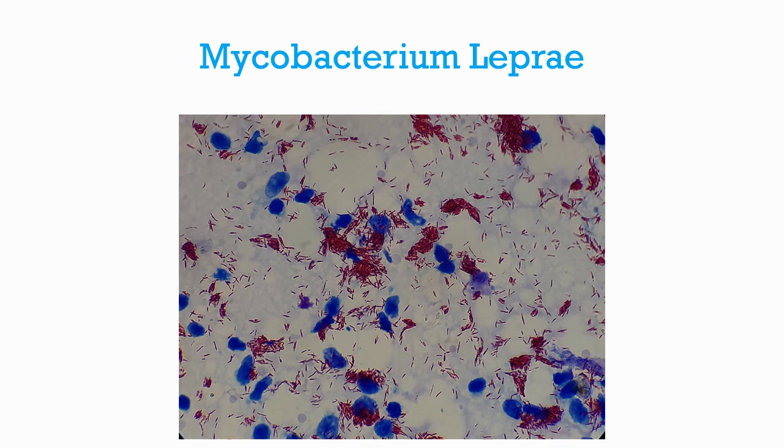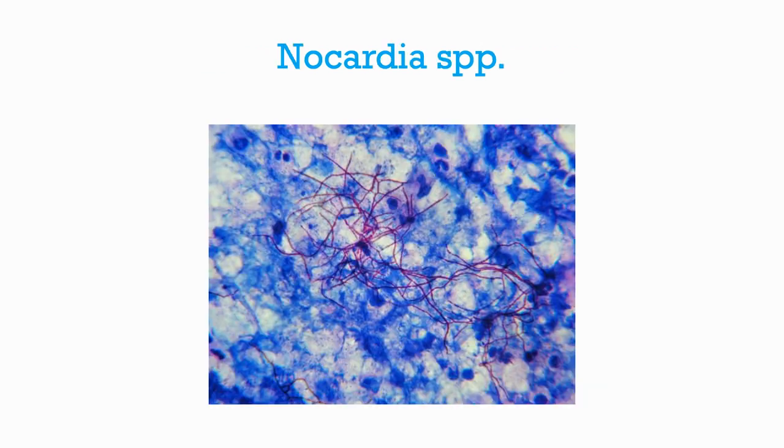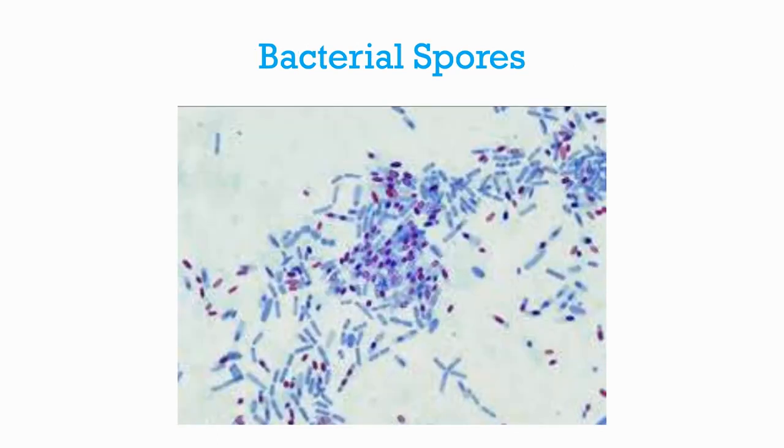This picture shows lepra bacilli that are thinner than tubercular bacilli and have a non-beaded appearance. They may be found singly or in clumps called globi. This is Nocardia species, which shows a beaded appearance, and the bacilli are elongated and filamentous in shape, and it is also partially acid-fast. These are bacterial spores that can be stained using the acid-fast ZN staining technique.